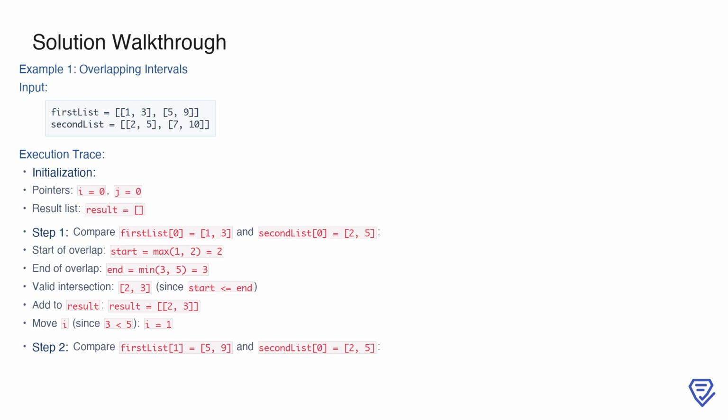Since the end of [1, 3] is less than the end of [2, 5], we move the pointer i to the next interval in first list. Now, i is 1, while j remains 0.